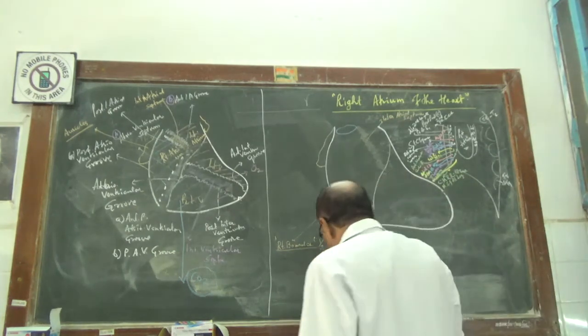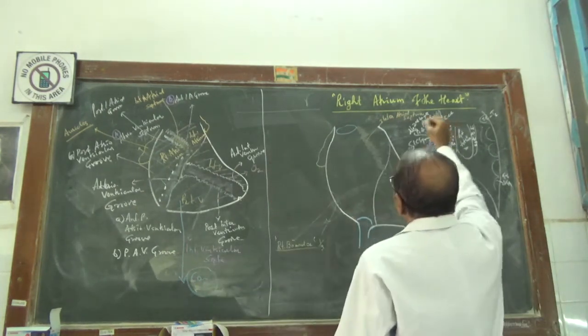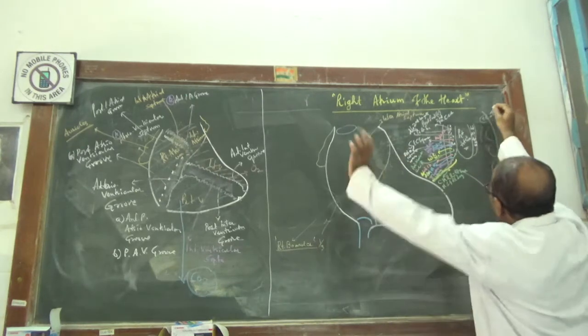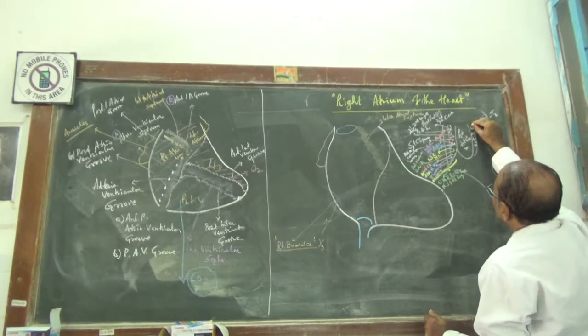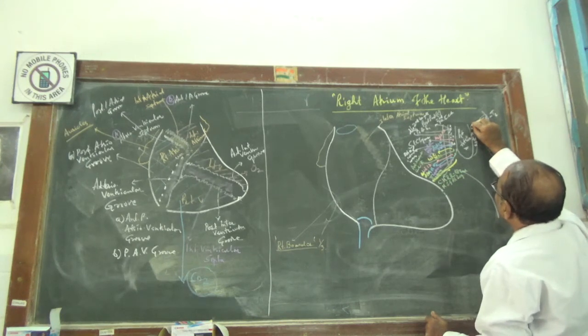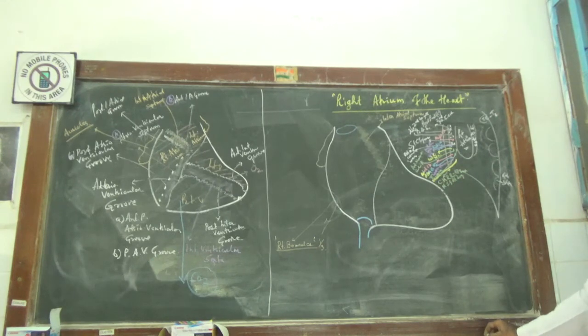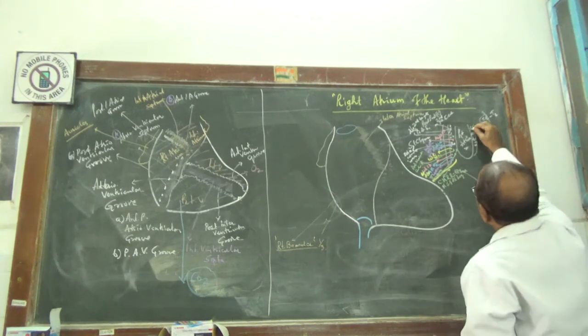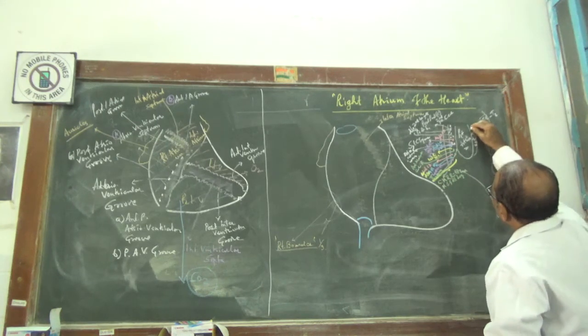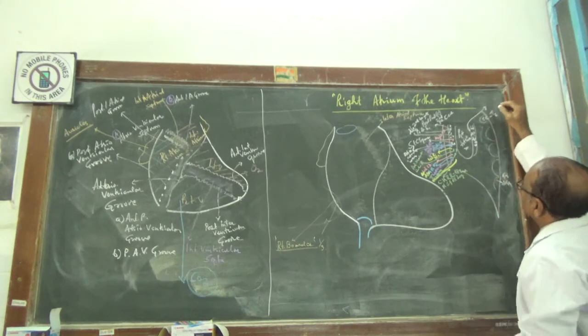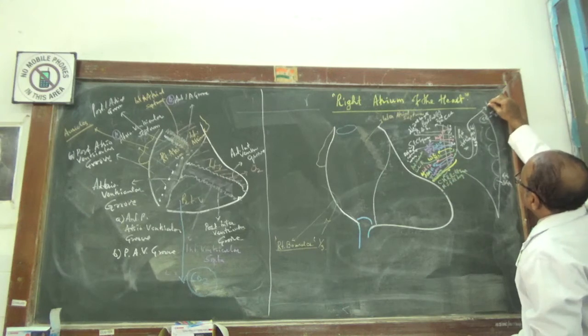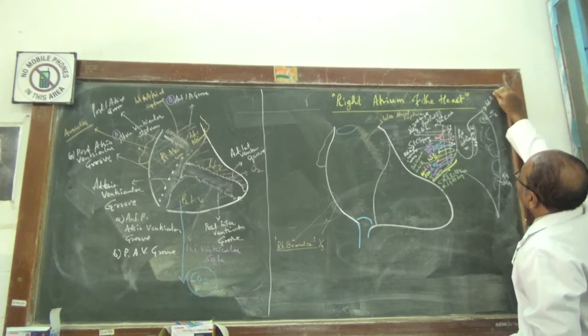Now you have to go to the posterior relation. Posterior relation of the right atrium: posteriorly towards the left, it is related to the left atrium, which is separated from the right by means of the interatrial septum.